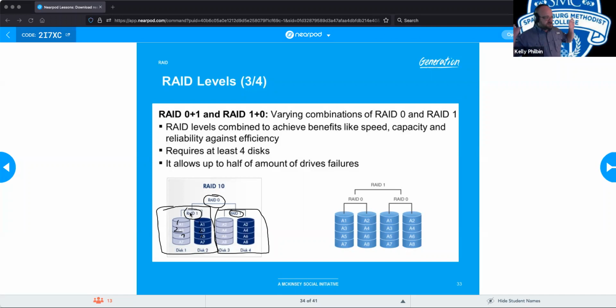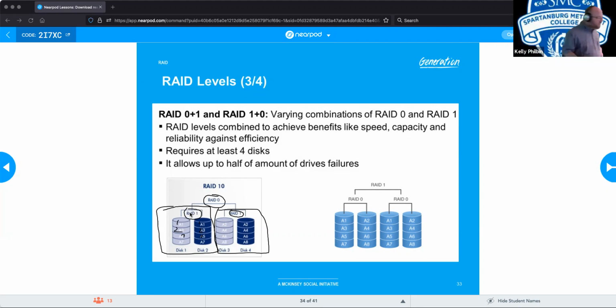So it is 2 RAID 1 drives. You have 2 drives that are RAID 1, another set of 2 drives that are RAID 1, and then they stripe between those 2 sets of mirrors. That's how they create a 1 plus 0. So it's a RAID 1 plus a RAID 0.